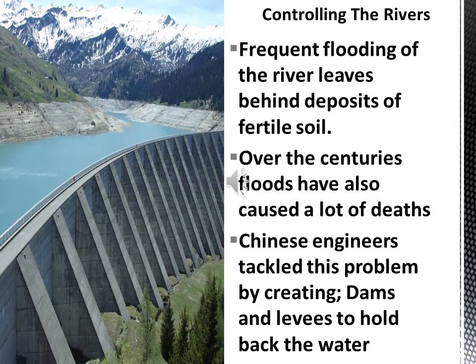These deaths would be prevented because the Chinese engineers tackled this problem by creating dams to hold back the water. These dams were very important to stop the deaths that happen and stop the negative effect of the floods, and also they provide the people with electricity and extra water that they need for farming.